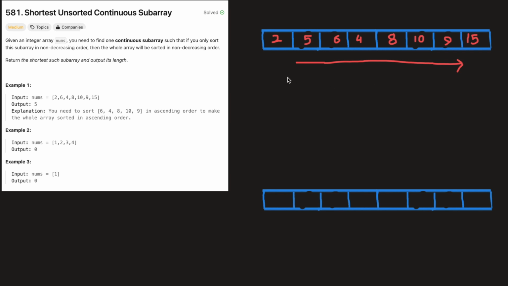So let's look at the approach to solve this problem. We will look at two approaches, and in both approaches we will use two pointers. Our first approach would be with sorting the entire array, and the second approach would be without sorting the entire array. Let's look at our first approach.